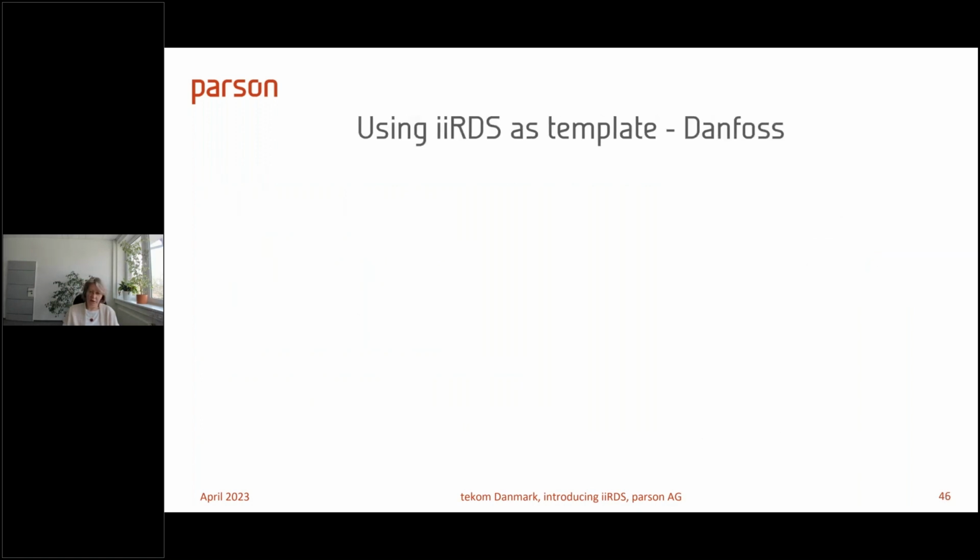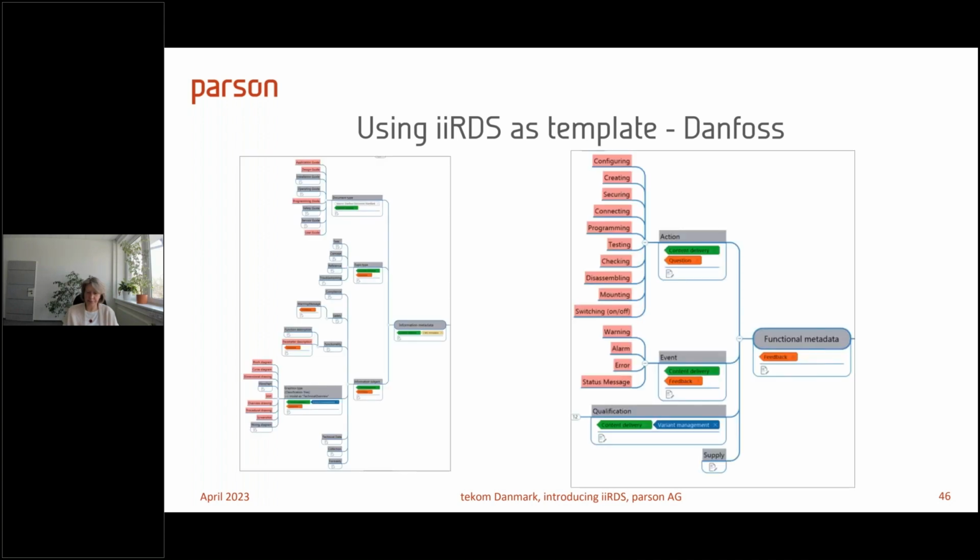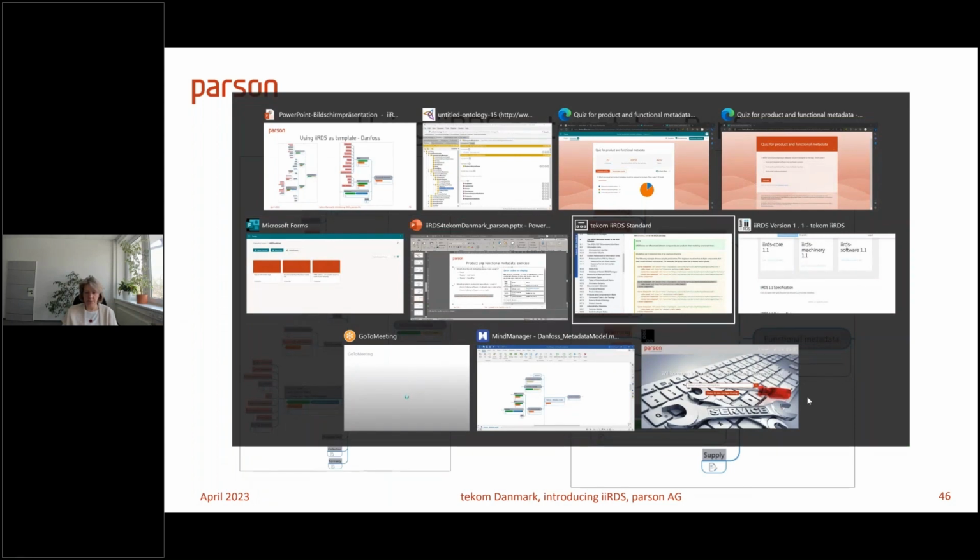And Holger was so kind as to allow me to show something that we did for Danfoss. So even if you decide not to use the iiRDS package format, you can still use the vocabulary as a template whenever you do a content re-engineering or restructuring. If you plan to go into content delivery, if you plan to go into a new component content management system, take iiRDS, use the classes as a template. And we did this with Danfoss, and I will switch to the mind map.